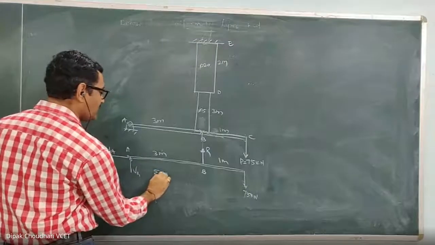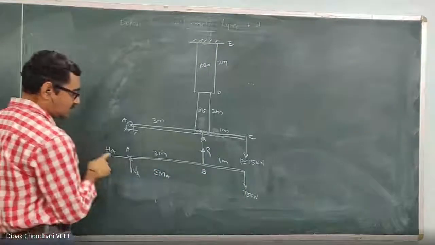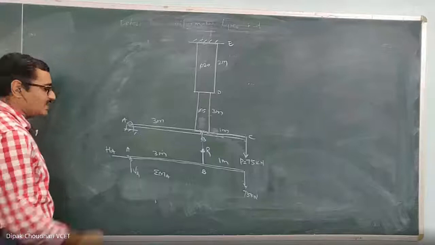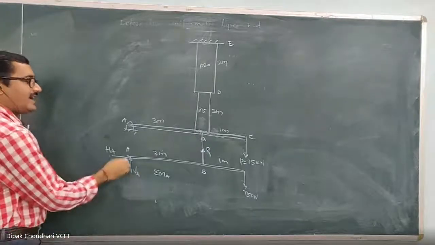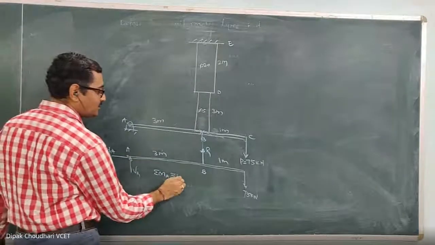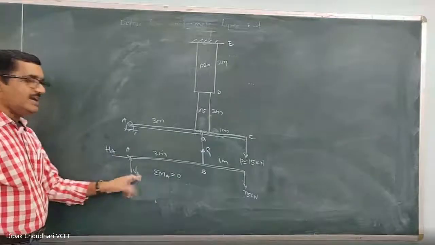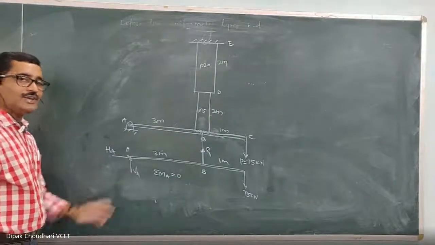I am interested only to get this R. I am not interested in calculating this HA and VA, so I have to eliminate that. I can eliminate that by taking the moment about point A. If I take the moment about point A, moment of HA, VA becomes 0, it will get eliminated.